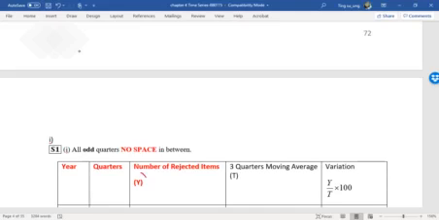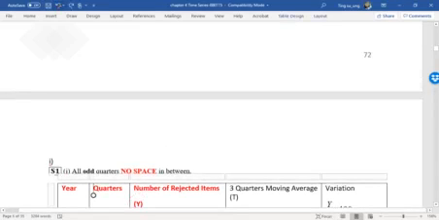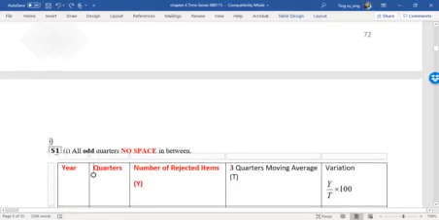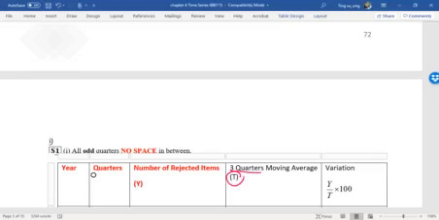Then from there you highlight your Y, because this is the only variable name in this question. After that, because this is about 3 quarters, you just write 3 quarters moving average. Then highlight with a capital letter T. After that, get your variation, and don't forget your formula, Y over T times 100. I'll give you another 10 seconds. You write it down first.